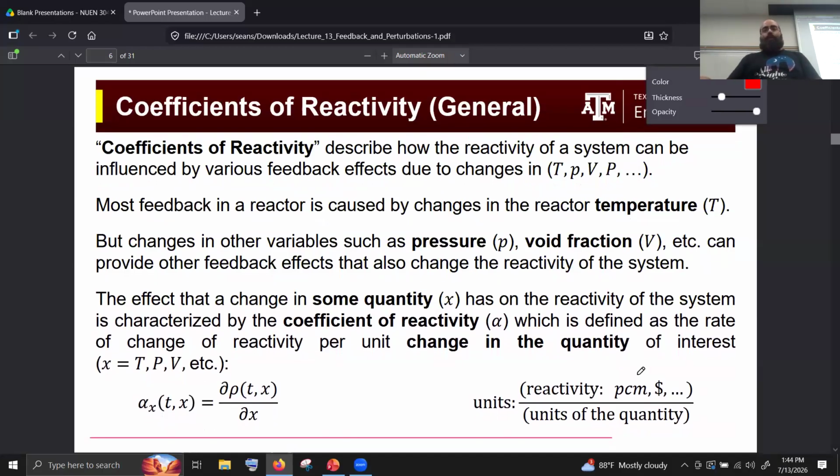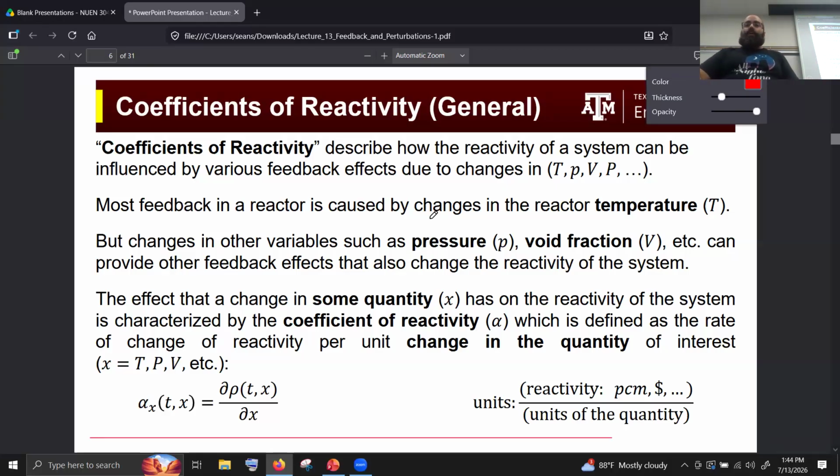So when we are describing how the reactivity of a system changes because of some input to our system, the coefficient of reactivity is the quantity that we use to talk about that. By definition, the coefficient of reactivity describes how a change in reactivity can be influenced by lots of phenomena in our reactor. Changes in temperature, pressure, the void fraction, the reactor power, all of these things can impact reactivity, and you can have coefficients of reactivity for all of these effects.